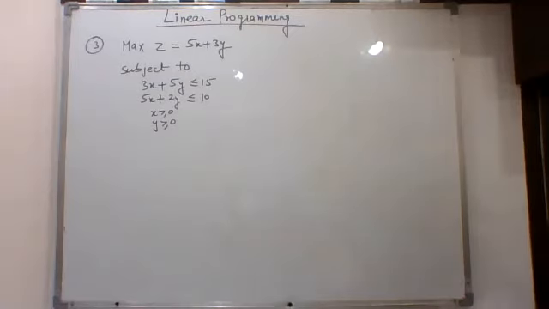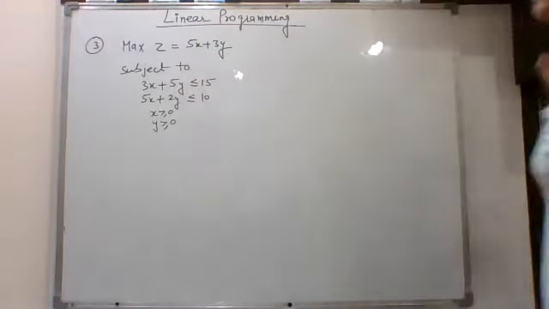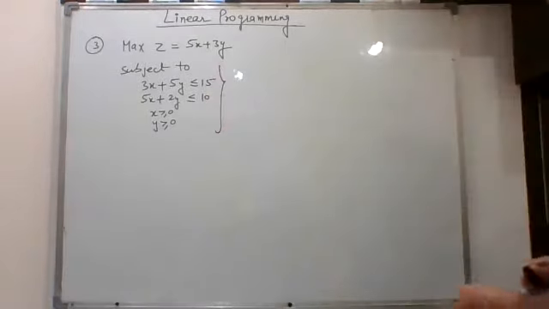Okay, so today we are going to start with this topic, linear programming. So here, let us straight away start with the question. This is the third question from exercise 12.1. Maximize z is equal to 5x plus 3y subject to 3x plus 5y is less than or equal to 15, 5x plus 2y is less than or equal to 10, x is greater than or equal to 0, and y is also greater than or equal to 0. So here, this z is known as the objective function, and these conditions are known as constraints.